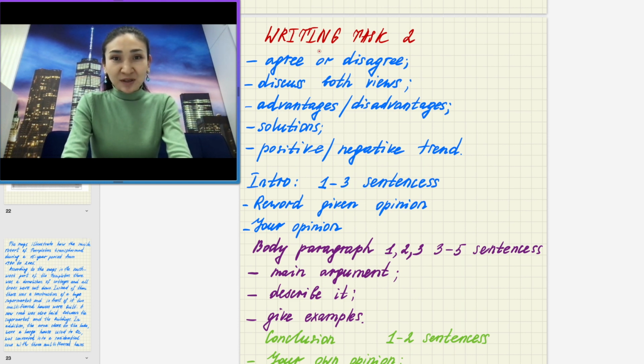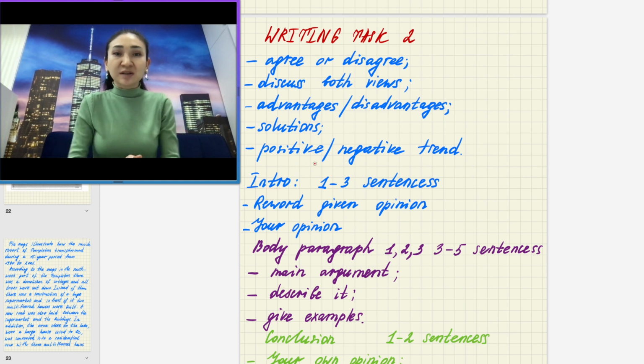So as you can see in the writing task, we have different types of it. First is agree or disagree, and further discuss both views, advantages and disadvantages, then solutions, and positive and negative trend. So today we're gonna start with agree and disagree, and I'm gonna give you my own example on it. So first of all, you have to start with the introduction part.